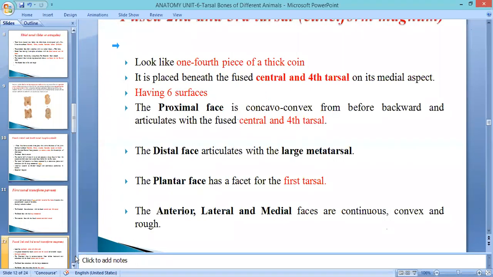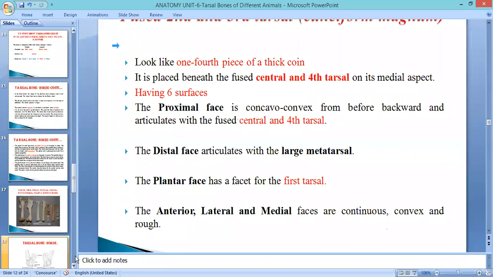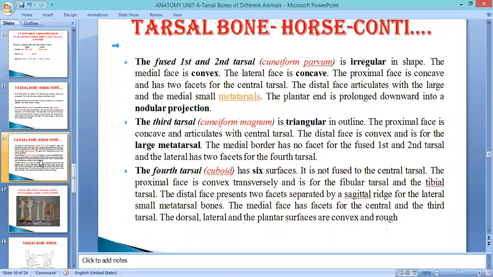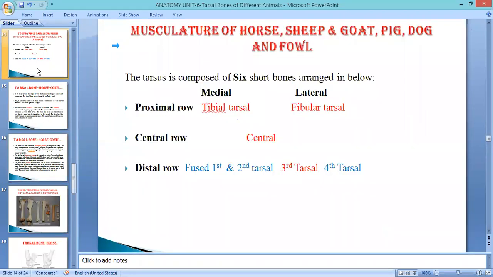And now, from the important point of view, the number in the other species is important. How many tarsals are present in the different species? So in ox, five tarsals. In sheep and goat, it is similar to that.